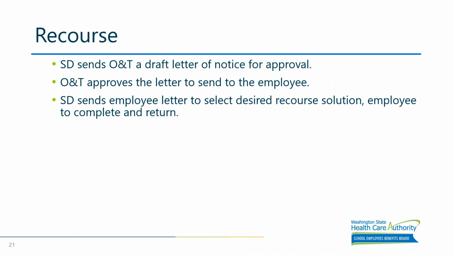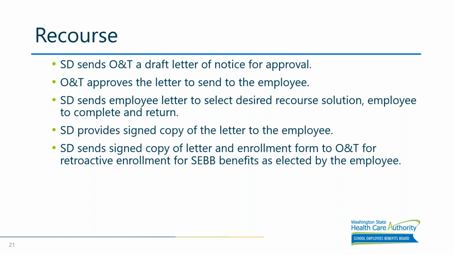So the recourse for this would be that the school district would send outreach and training a draft letter of notice to be approved. Outreach and training would approve the letter to send to the employee. The school district would send the employee the letter to select the desired recourse solution, and then the employee would complete and return that letter to their benefit administrator. The school district would then provide a signed copy of the letter to the employee and also send a signed copy of the letter and the enrollment form to outreach and training, since it's outside of that lower limit date for retroactive enrollment.